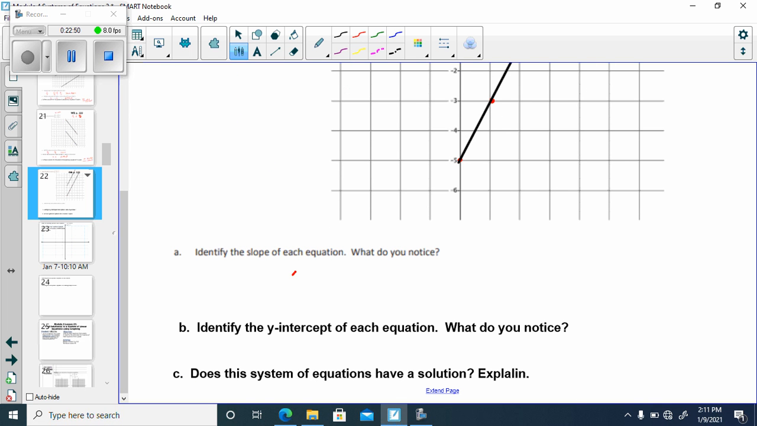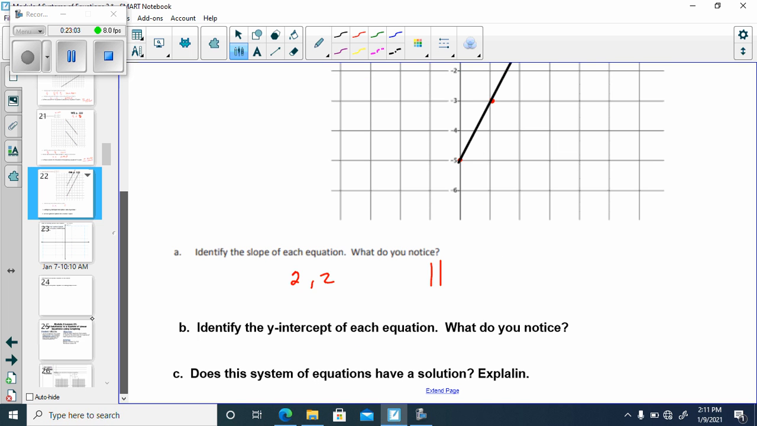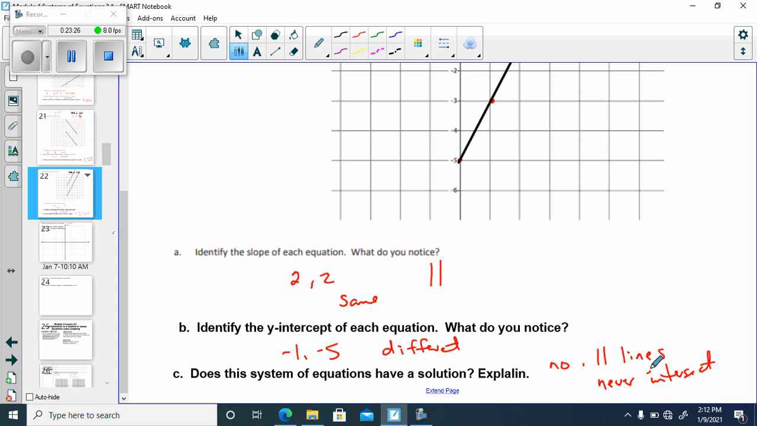Identify the slope of each. It was 2. What do you notice? They're parallel. Identify the y-intercept. What do you notice? Let's see, the y-intercepts were negative 1 and negative 5. These are different. The slopes were the same; the y-intercepts are different. Does this have a solution? No. Parallel lines never intersect. Okay, if they never intersect, there's no solution.